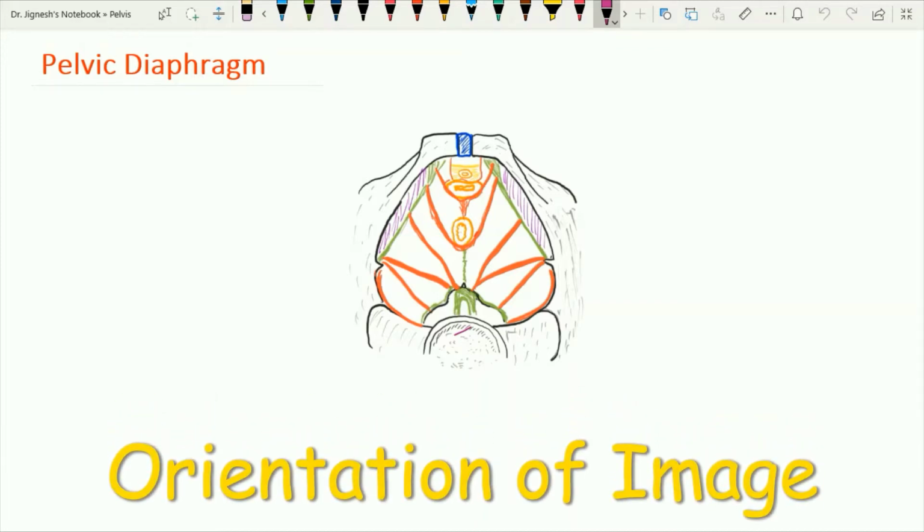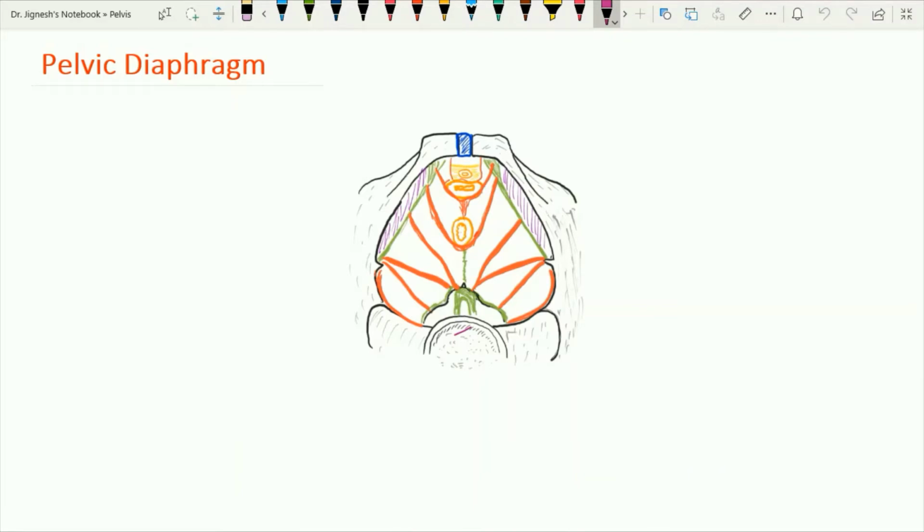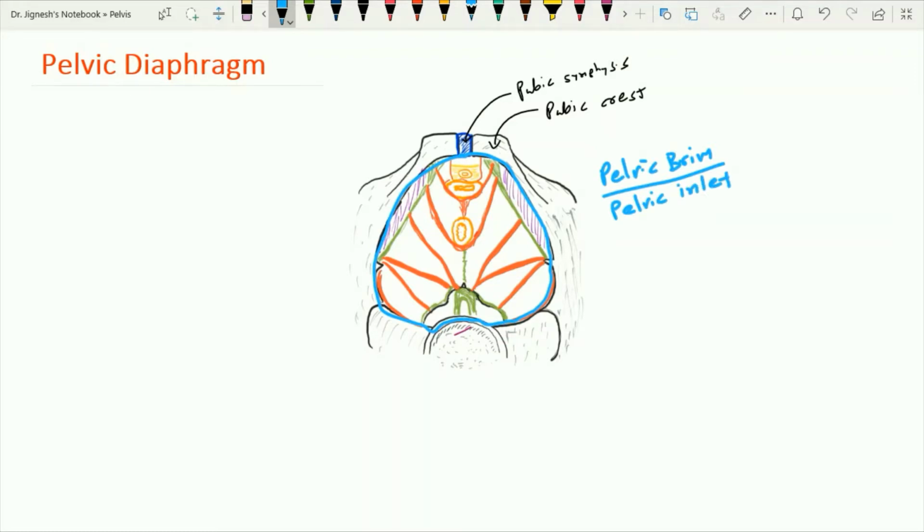So let's see this figure for the orientation. This figure is the image of the bony pelvis from above, where we can see the pelvic inlet, and here in front this is the pubic symphysis, and this is the pubic crest. So here when we draw it with the blue color, this is the pelvic brim, or we can say it is the pelvic inlet, and here within the pelvic cavity we can see this structure.